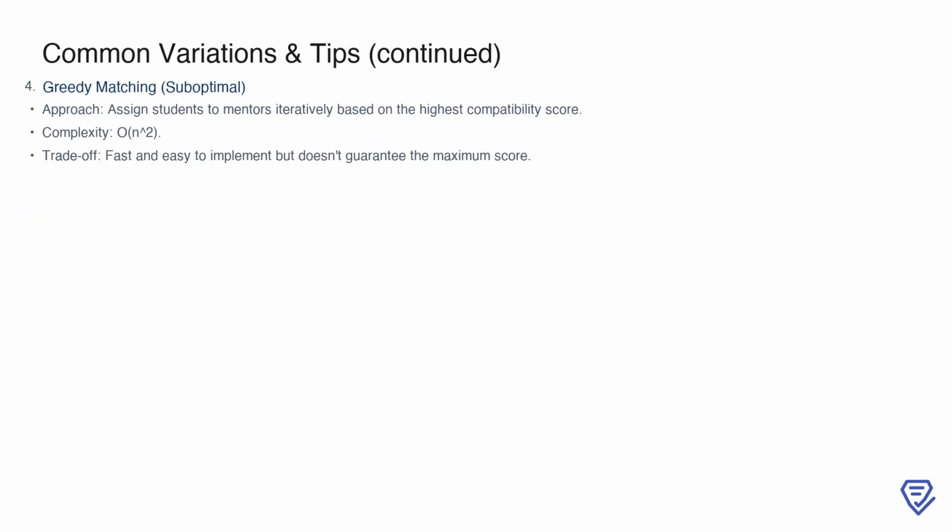Another possible approach is greedy matching, where you iteratively assign students to mentors based on the highest compatibility score at each step. This method has a complexity of n², making it fast and easy to implement. However, it doesn't guarantee the maximum score because it overlooks the global impact of each assignment. While this approach might work well for smaller cases or as a quick heuristic, it's not suitable when the goal is to achieve the optimal solution.